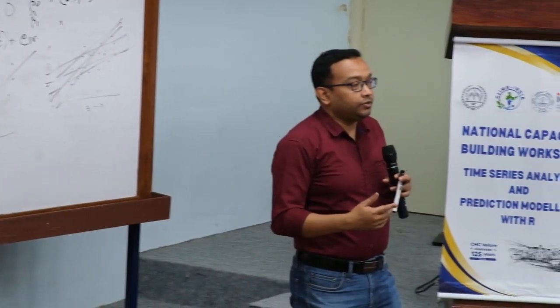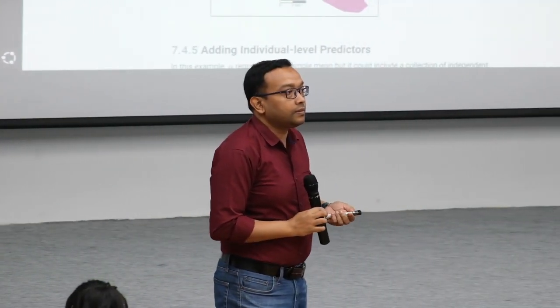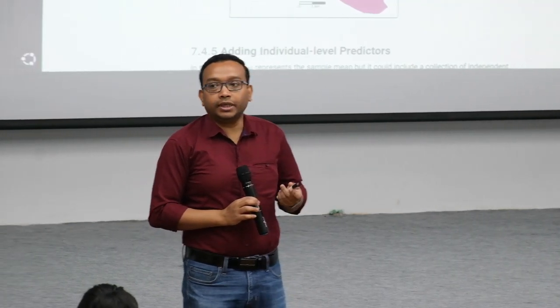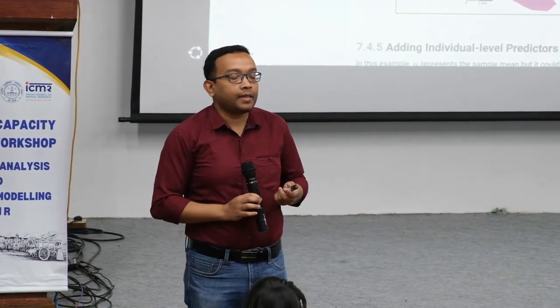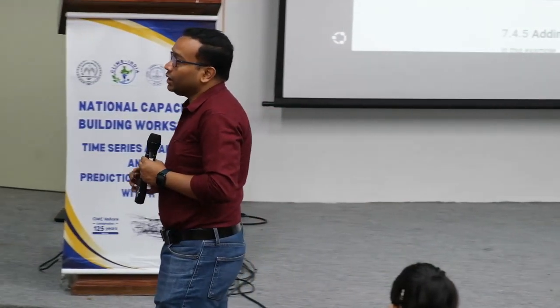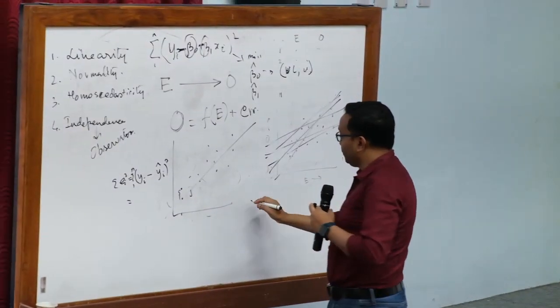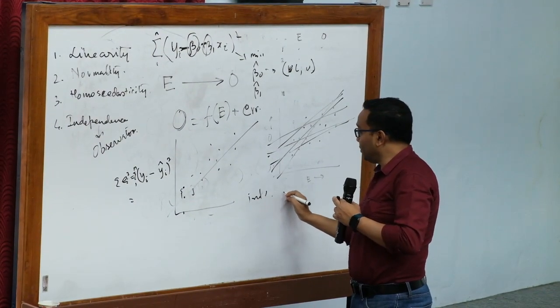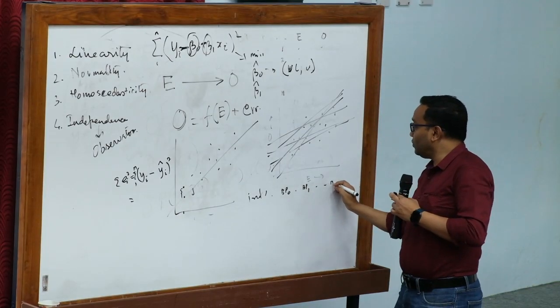When will the independence assumption be violated? Repeated measurements is one. So what is happening in that? If you have individual 1 and you are measuring their blood pressure once, twice, over time.